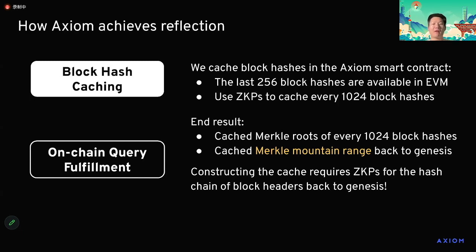We've actually done this in our smart contract on mainnet today, and it has the cached Merkle roots of every 1024 block hashes all the way back to Genesis. An additional feature that we're adding is a Merkle mountain range on top of this cache of Merkle roots. This is a data structure that lets us reference every block hash in Ethereum in a finite amount of data.